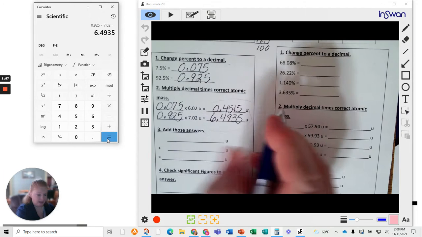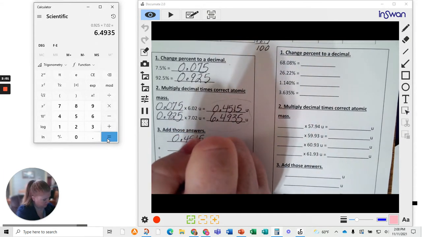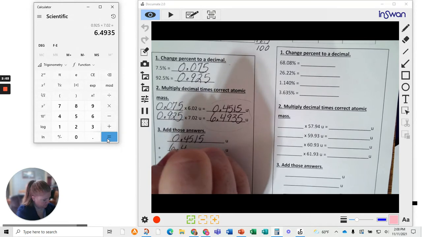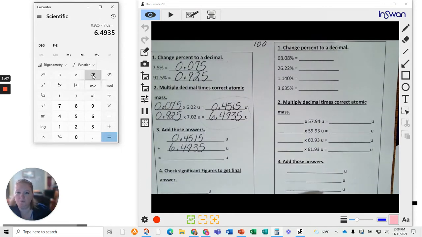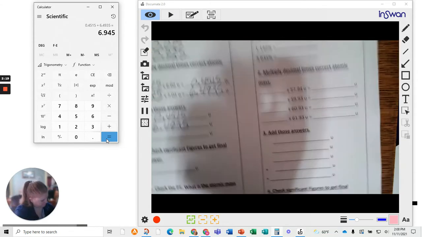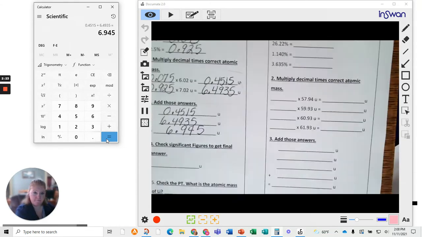Okay, now what I need to do with these ones is, next step, add them. So I need to take 0.4515 and 6.4935 and add them up. So let's do that. 0.4515 plus 6.4935 equals 6.945.